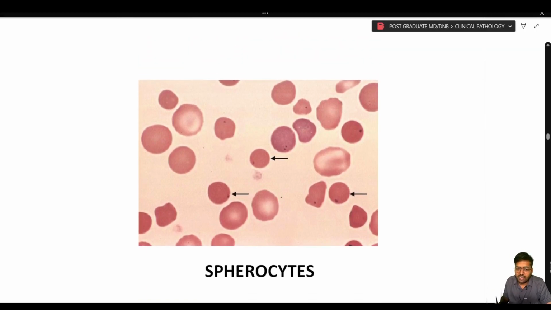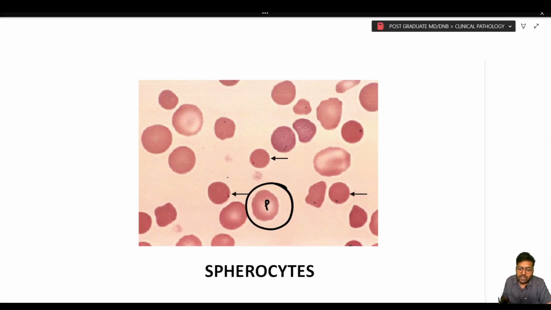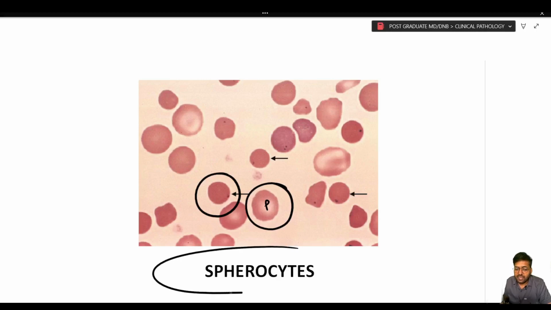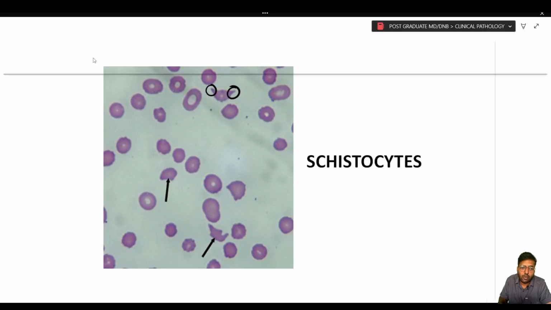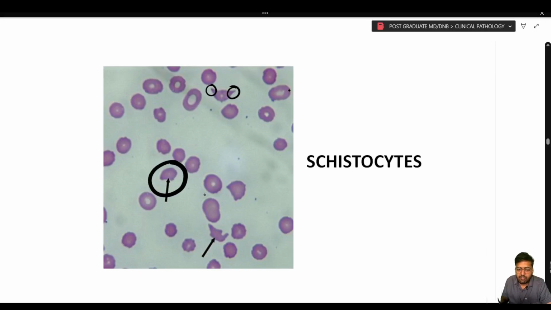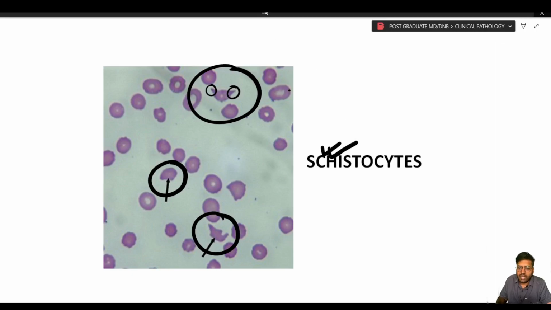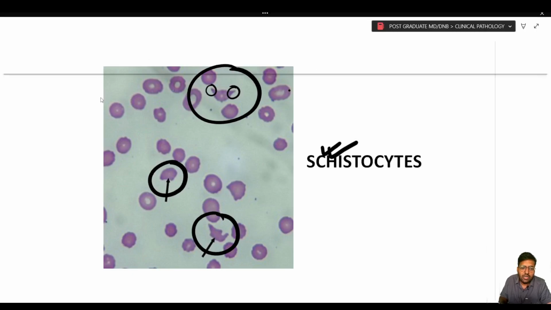First, try to understand this is a normal RBC, having central pallor over here. And over here, this is another RBC, but it is smaller as compared to the normal RBC, and there is no central pallor. So these are basically your spherocytes. Now these are the schistocytes. You can see the helmet cells or fragmented cells. Pointed spicules can be appreciated over here in this particular pattern. Also you can see these fragmented cells over here. These are basically your schistocytes.